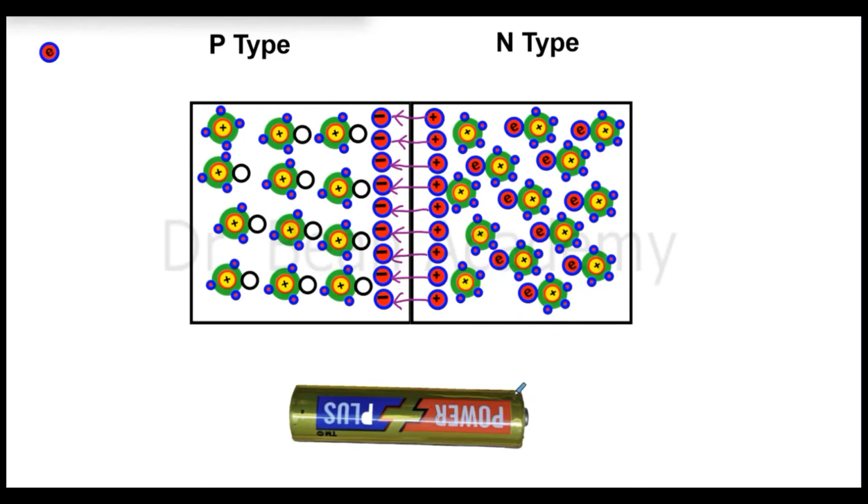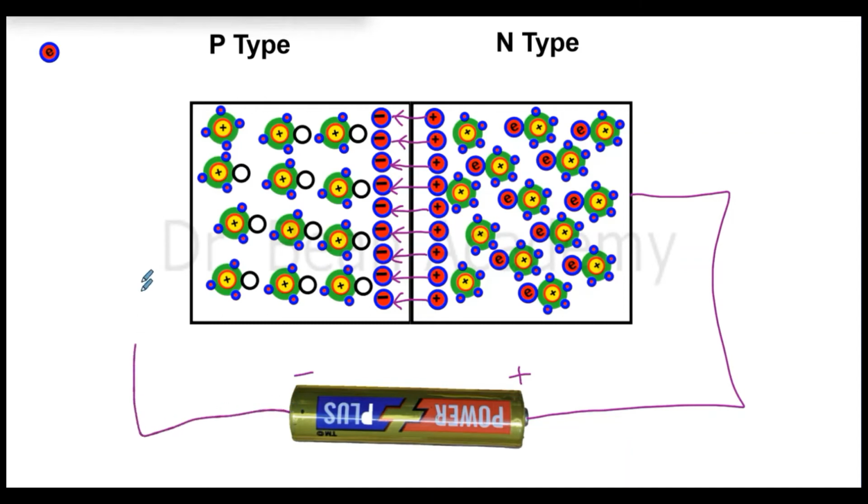Now, what if I reverse the terminals of the battery? Now the positive side is here, the negative is here, and I connect the positive terminal of the battery with the N-type side of the PN junction and the negative to the P-type side of the junction. What do you think will happen?